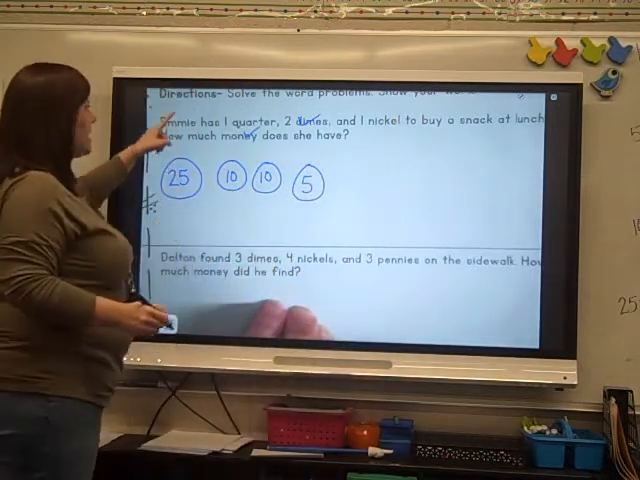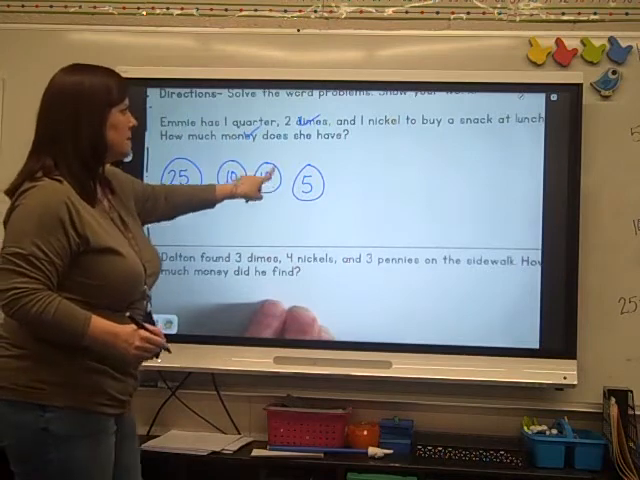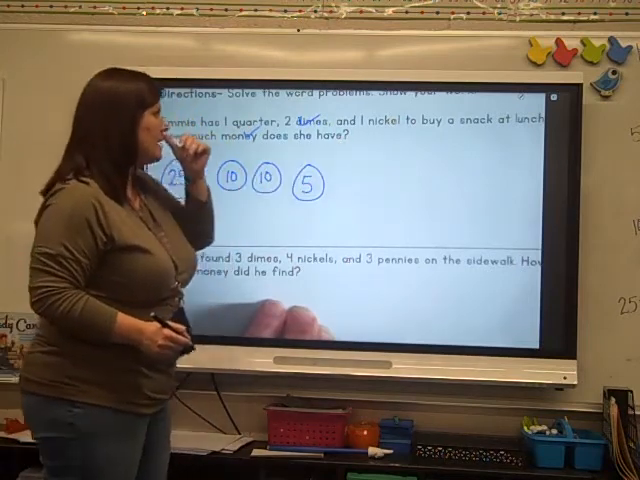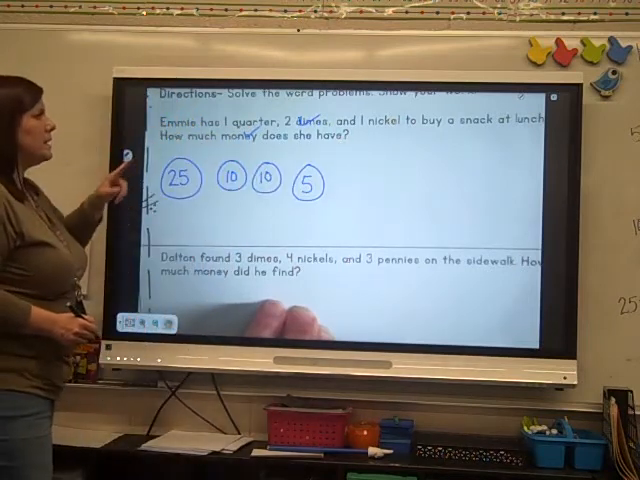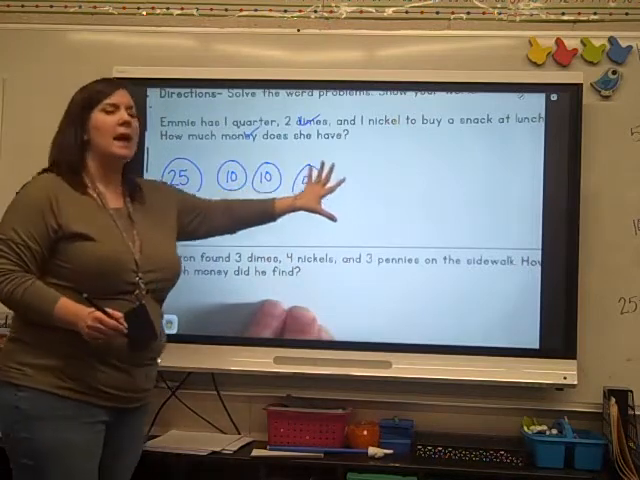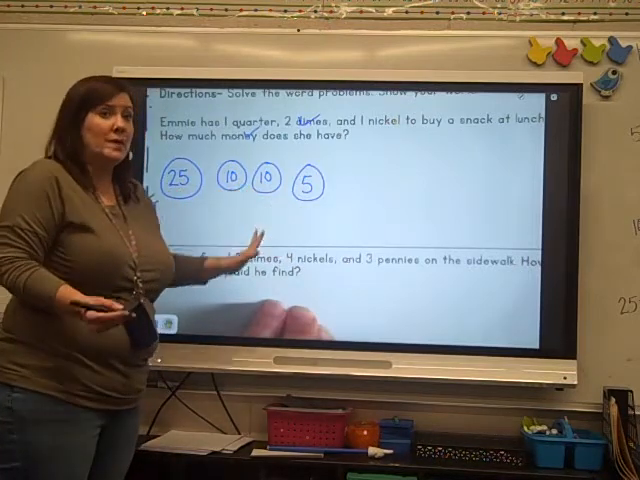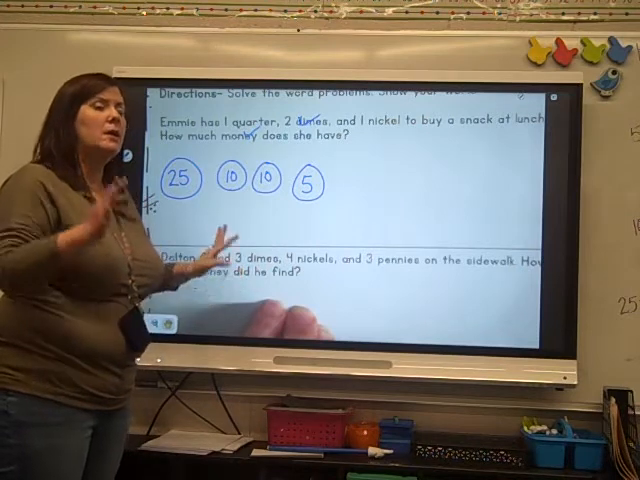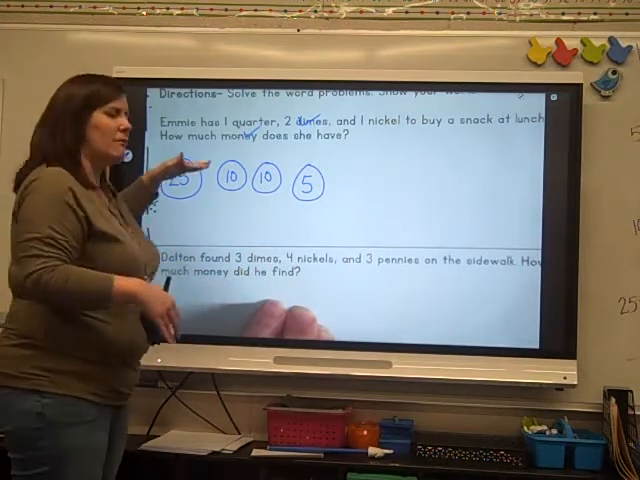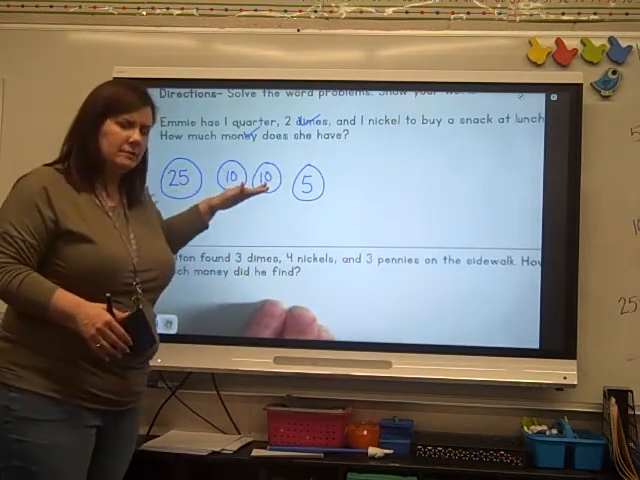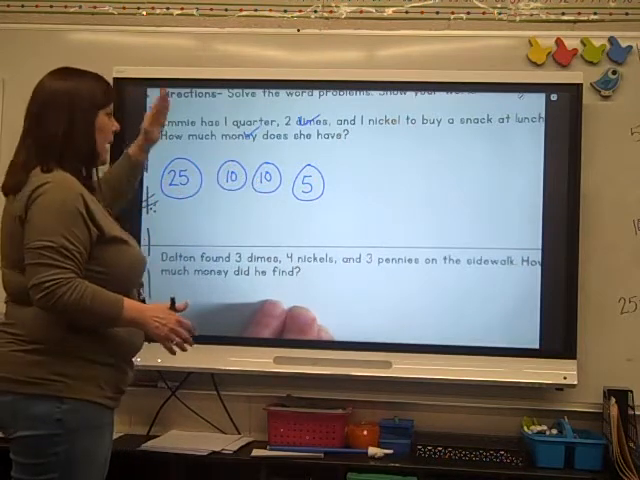So Emmy has 1/4, 2 dimes, and a nickel to buy a snack at lunch. How much money does she have? So we want to find out how much all of this is. So we need to add it together. All right. I'm going to show you an easy way to do that. Now, can I add these going side to side? No. We got to write it vertically.